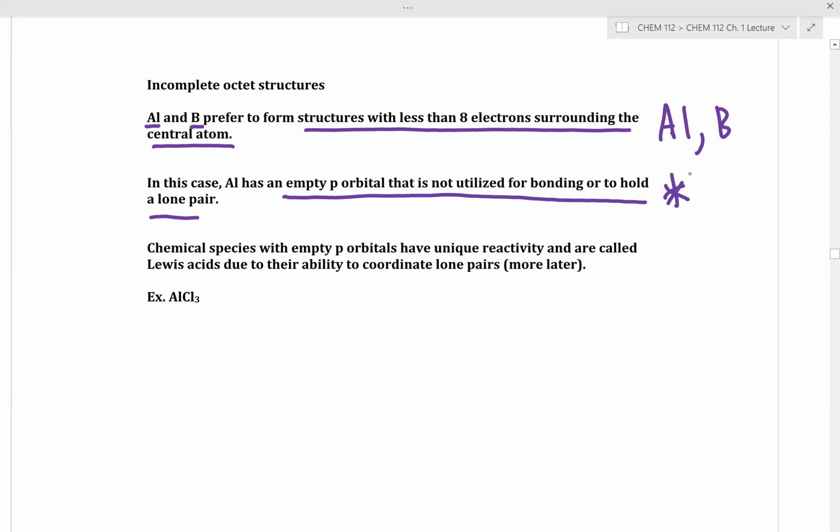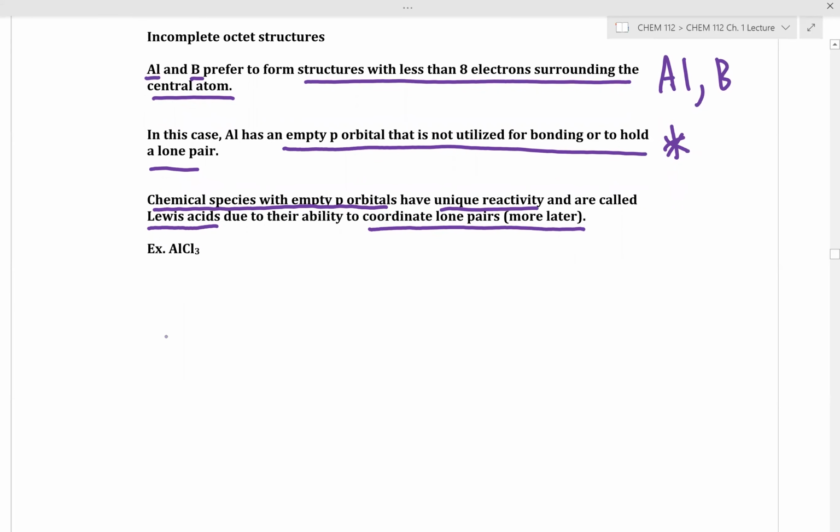The reason why this is so important, and the reason why we often use aluminum and boron containing reagents in organic chemistry, is that chemical species with empty p orbitals have unique reactivity and are known as Lewis acids due to their ability to coordinate and interact with lone pairs. We'll elaborate on Lewis acids in more detail in a later chapter. So let's take a look at AlCl3, or aluminum trichloride, and let's try to draw a valid Lewis structure for aluminum trichloride.